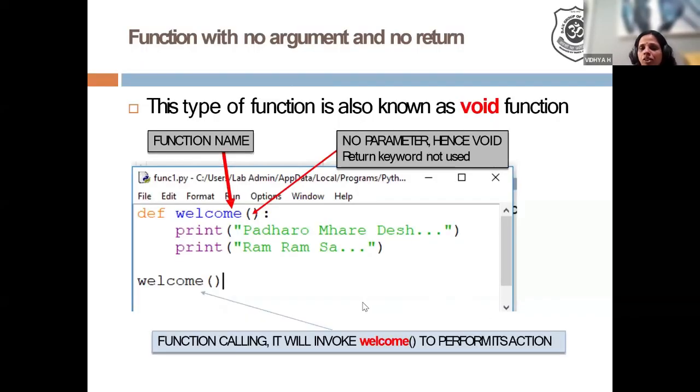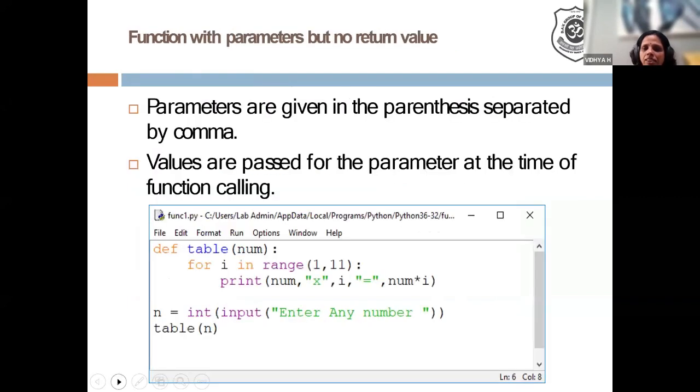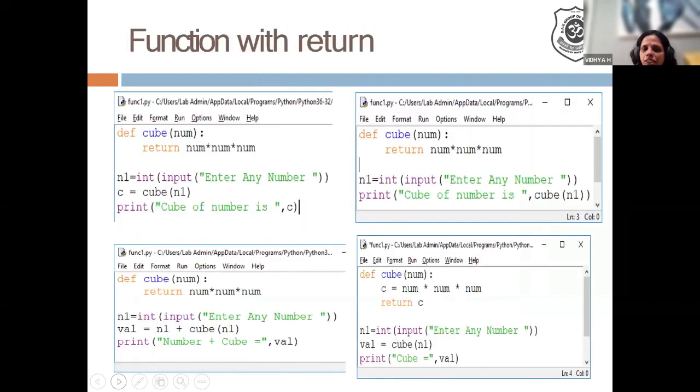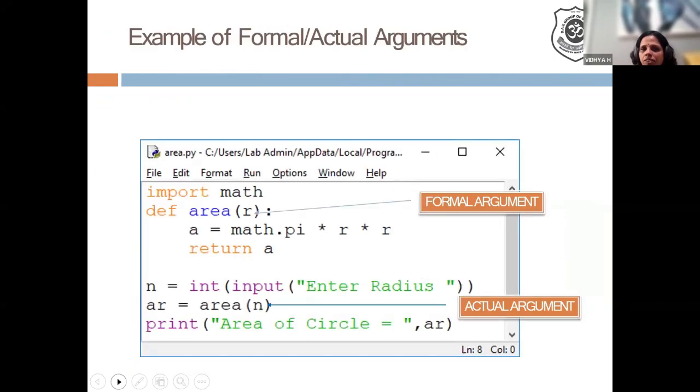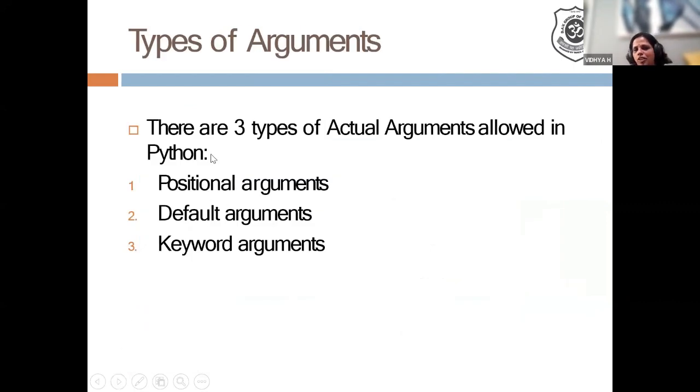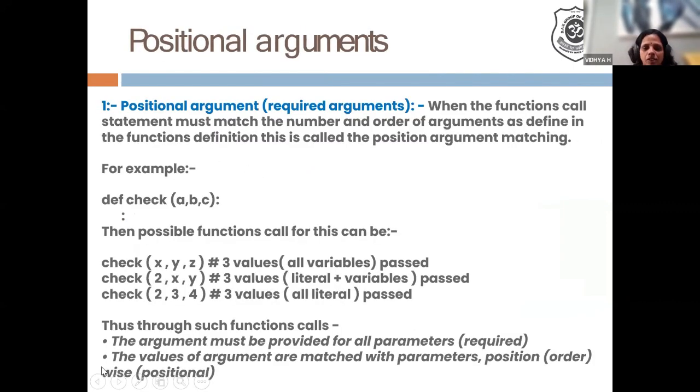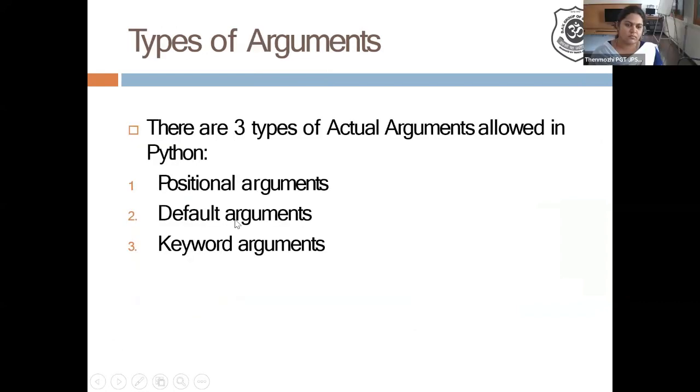Next is the types of arguments. What are the types of arguments available? This is very important for our board exam also. These things are already there; what I said, I have given as screenshots. You can always go through them if needed. I'm going to types of arguments. There are three types of arguments: positional arguments, default arguments, and keyword arguments.